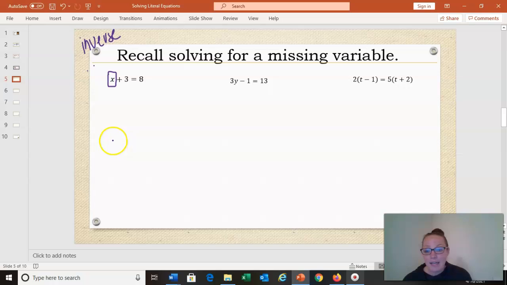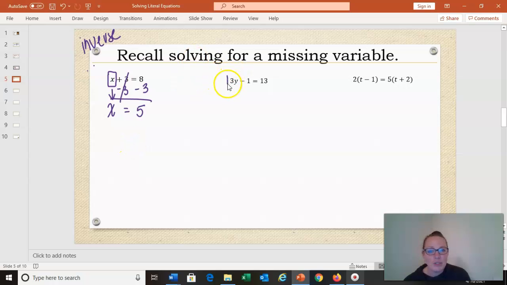Don't forget, at any time, you can pause this recording, try it on your own, and then come back for the answer. So in order to get x by itself, we're going to do the inverse, or the opposite, to plus 3. So we're going to subtract 3 from both sides. Now we'll bring down the x value, and of course 3 minus 3, that's 0. That's kind of the whole point, right? And then 8 minus 3 is 5. There we go. We solved for the missing variable.